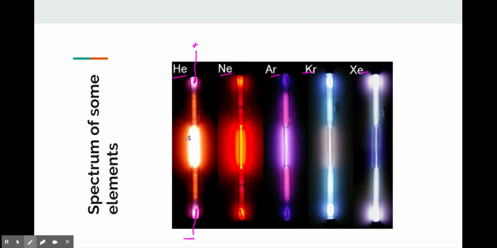So helium always glows this kind of a color. Neon, probably the most famous of these discharge tubes, the neon light, gives off this orange glow. Argon gives off this, and this was, first of all, fascinating. Even though people couldn't explain it at first, it was fascinating to chemists because it meant that chemists could take a look at these different colors and start to identify certain gases just based on the color that they gave off.